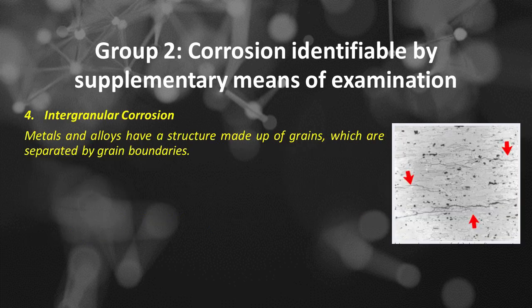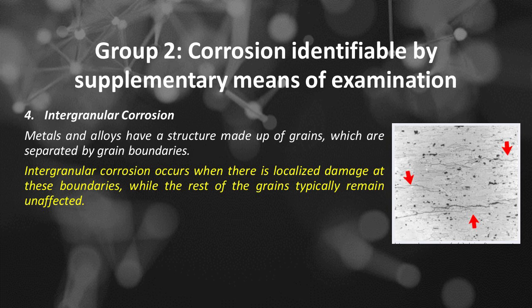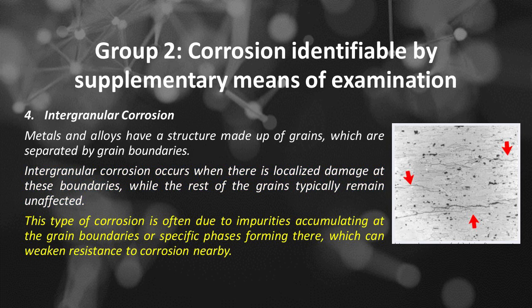Number 4 is intergranular corrosion. Metals and alloys have a structure made up of grains, which are separated by grain boundaries. Intergranular corrosion occurs when there is localized damage at these boundaries, while the rest of the grains typically remain unaffected. This type of corrosion is often due to impurities accumulating at the grain boundaries or specific phases forming there, which can weaken resistance to corrosion nearby.